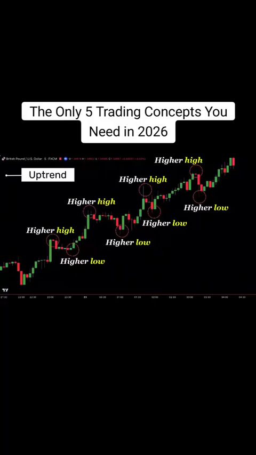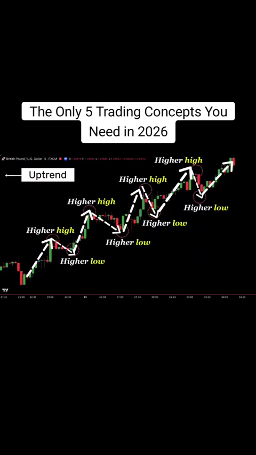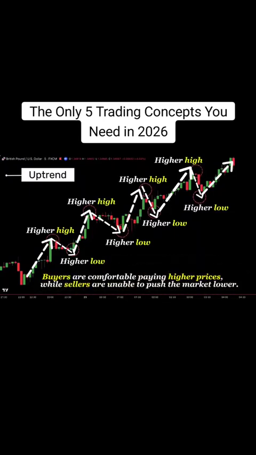A simple way to visualize it is like climbing a staircase. Price moves up, pauses, then continues higher again. Each pause forms a higher low, and each push creates a higher high. What does this tell you? It tells you that buyers are in control. Demand is stronger than supply. Buyers are comfortable paying higher prices, while sellers are unable to push the market lower.